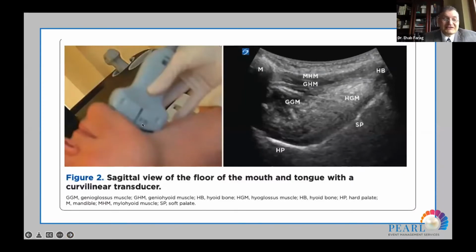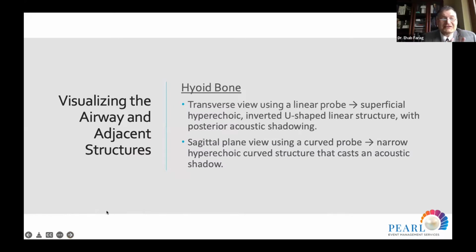And here we go. In the sagittal plane, we also use a curved probe because we need deeper penetration. And we have here the mentum of the mandible, of course, and the hyoid bone here, the mylohyoid muscle, the geniohyoid muscle, genioglossus muscle, hyoglossus muscle, soft palate, and hard palate. In order to increase the visualization, you can ask the patient to swallow a little bit of water, and this can give more contrast and make more visualization.